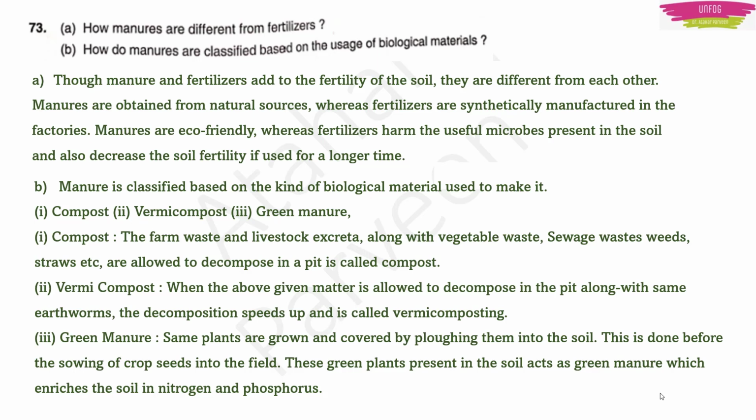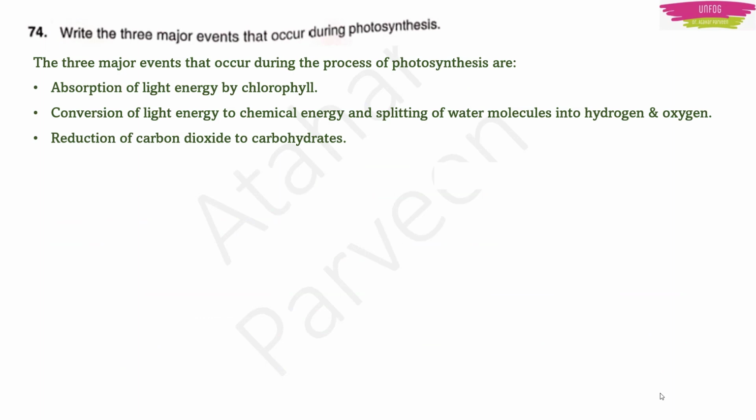Okay. Next question. Write 3 major events that occur during photosynthesis. So the 3 major events are that first, chlorophyll absorbs light energy. Then this light energy is converted to chemical energy, and then splitting of water molecules into hydrogen and oxygen will happen. Then reduction of carbon dioxide to carbohydrates will happen. Thus food is prepared. Okay, these are the three major events that occur during photosynthesis.